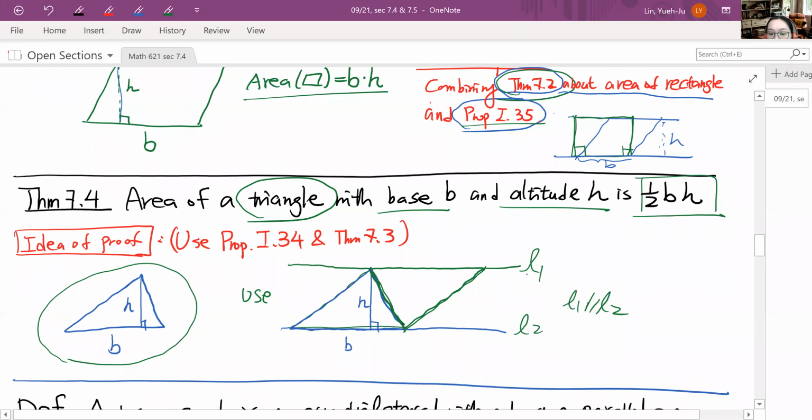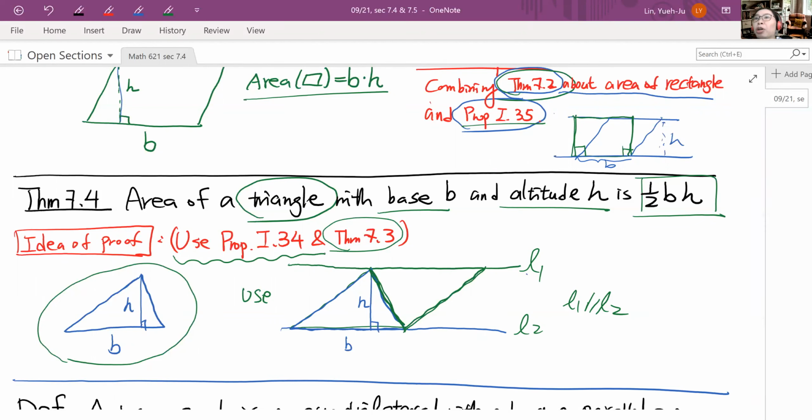a diameter, then these two triangles should have equal area, which means the triangle should have half the area of this parallelogram. But we already know just now that the area of the parallelogram is b times h. Then of course half of it is 1/2 b times h. So again, it's essentially just using proposition 1.34. We just said that the diameter cuts the parallelogram in half, and then also use the formula for the parallelogram.